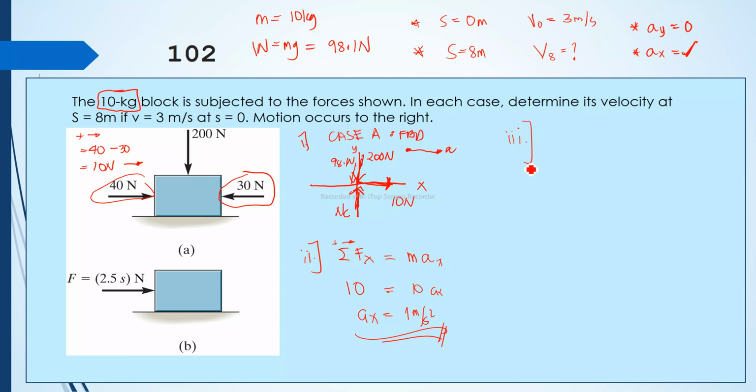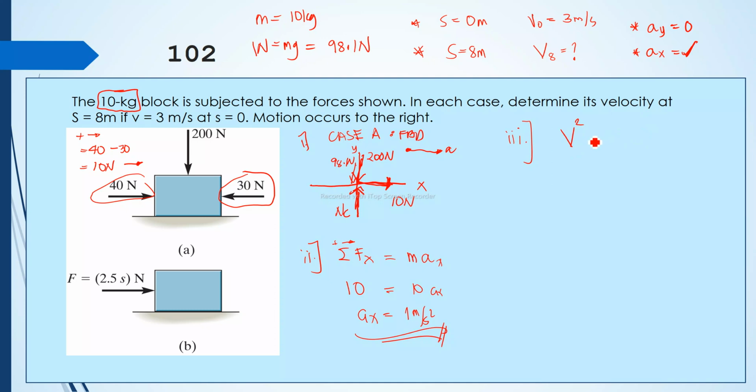Now, we can determine the velocity with this one. Again, we already established in the first place that the acceleration is constant because the force is also constant. They are not increasing through time or through distance. So the force is not a function of time nor a function of distance. So we can use this one.